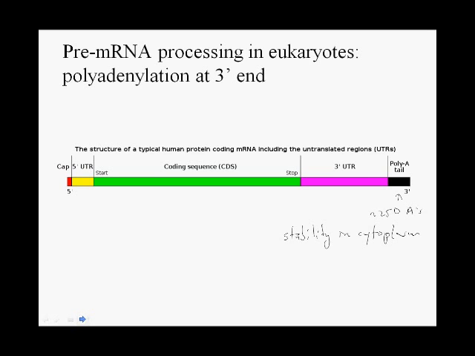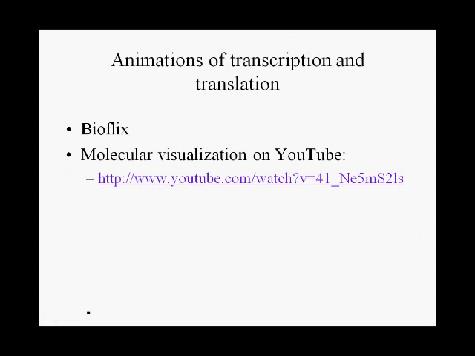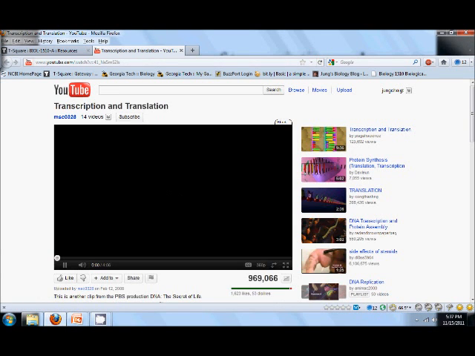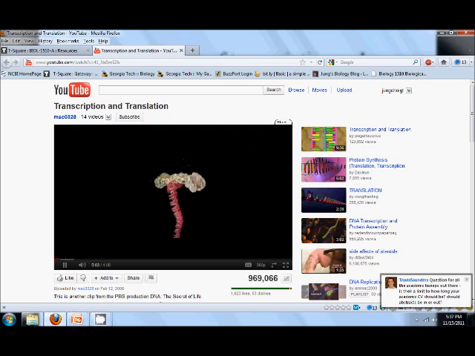So indeed, all three of these steps, the capping, the splicing, and the poly-A tail addition, all occur in the nucleus, and all of these have to occur before the RNA can exit the nucleus and into the cytoplasm. I would like you to view these videos as a way to sort of summarize all of these processes. These are dynamic processes, and it's hard to appreciate what goes on without these animations.